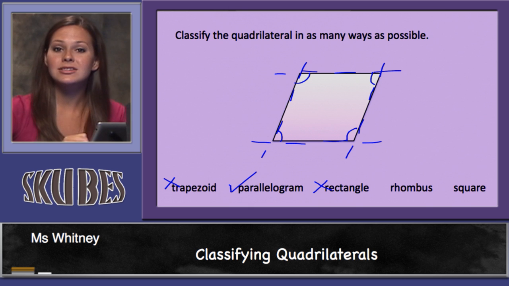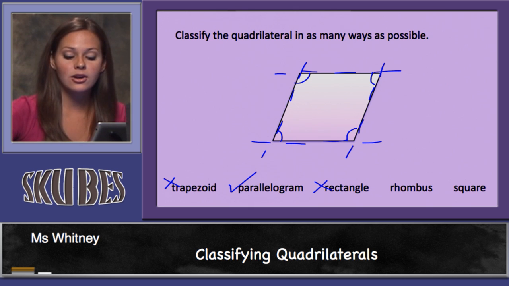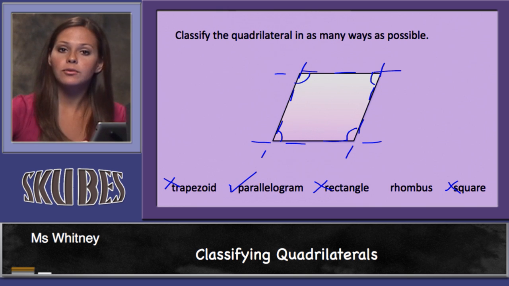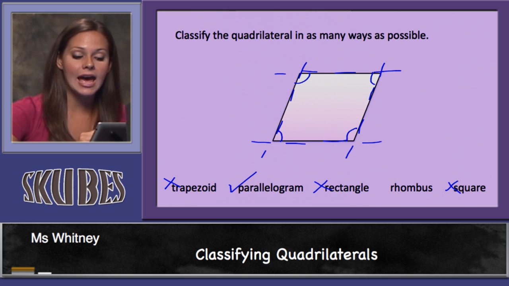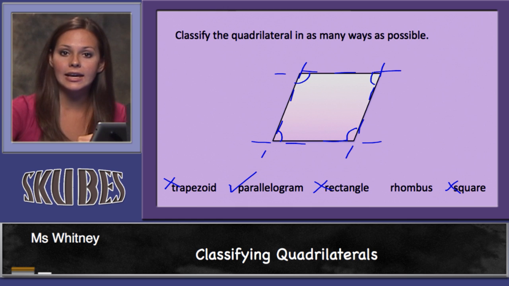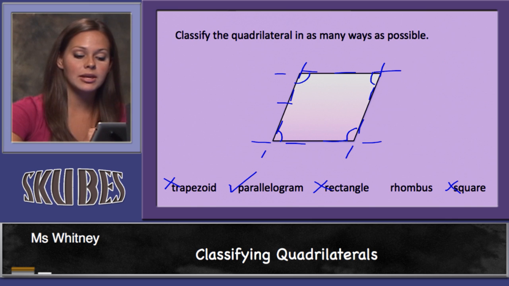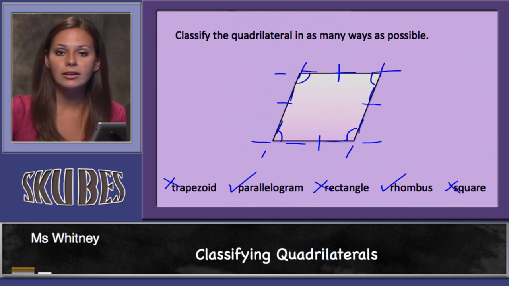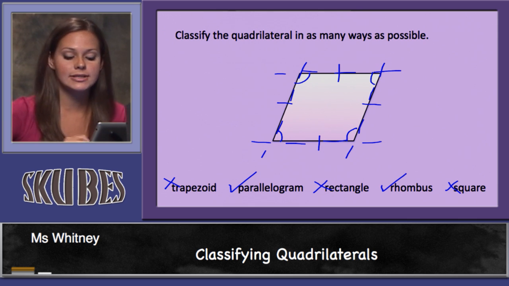I also know that a square must have 4 right angles. So I know that this shape is not a square. Now let's look at the rhombus. A rhombus must have 2 sets of parallel sides and 4 equal sides, or 4 congruent sides. In this shape, each side is equal. So this shape is a rhombus. We can classify this shape as a parallelogram and a rhombus.